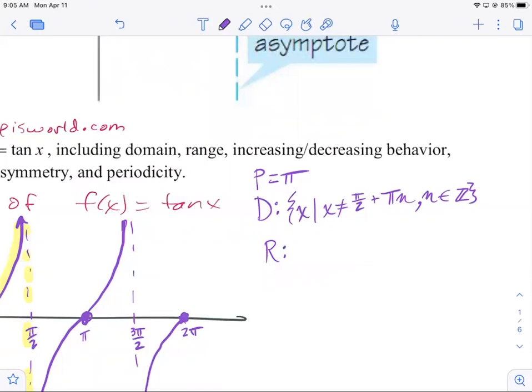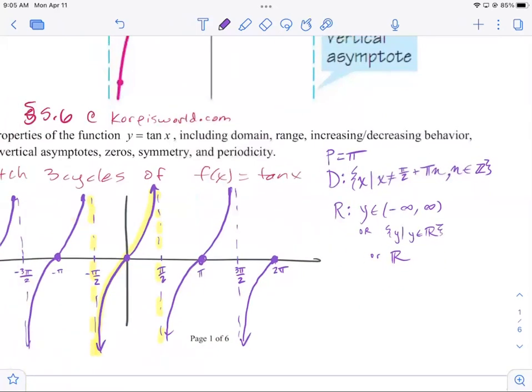You could say it's the set of all y's in the interval from negative infinity to infinity. Or you could say the set of all y's such that y is an element of the real numbers. Or you could just say double bar R, right? It is all real numbers. That was the domain of sine and cosine. Sine and cosine's range, though, stood between -1 and 1. These cover all the values from negative infinity to infinity.